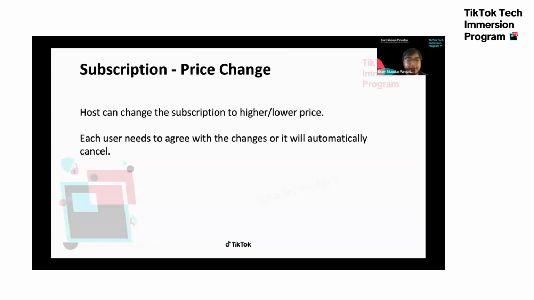Okay, then also there's the previous flow that I mentioned, which is a subscriber initiated action, but hosts can also do something with the subscription. For example, they can do the price change. Hosts can change the price to either a higher or a lower price. For every user, they need to agree with the changing of the price. If they do not agree, it will automatically cancel. But usually for a higher price, they need to explicitly agree with the price changing. But if the host changes to a lower price, usually we don't need the user consent because, yeah, it's a benefit for the users.